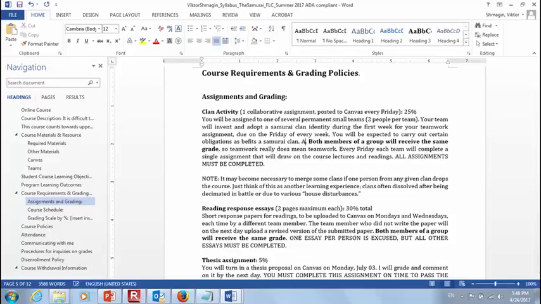Basically, you will be provided with instructions during the first clan activity session. Actually, it's already up on Canvas. You can look to see exactly what this entails. But both members of a group will receive the same grade. So teamwork really does mean teamwork. And every Friday, each clan will complete an assignment that will draw on the course lectures and the readings. All of these must be completed. You can't skip one.